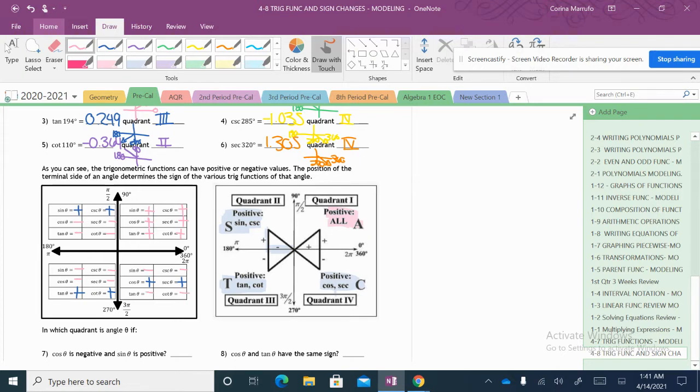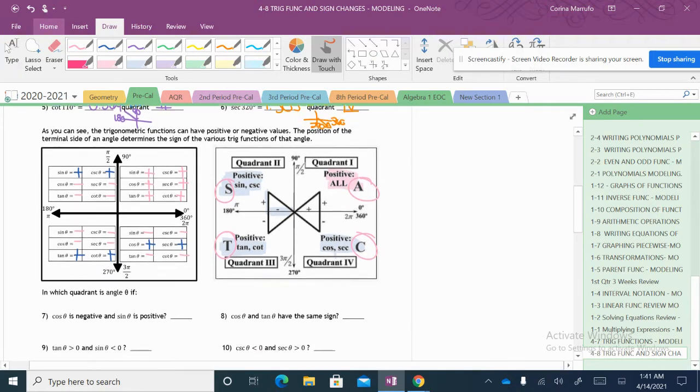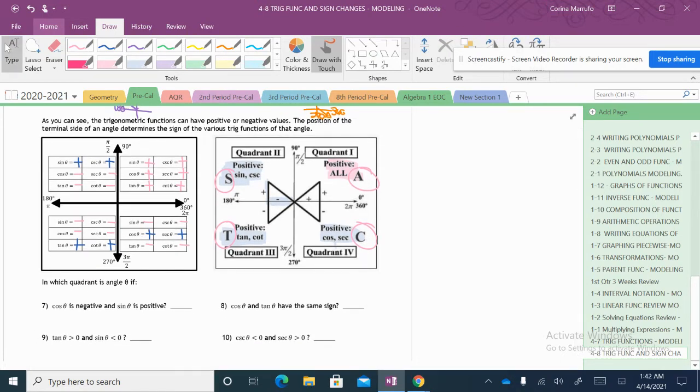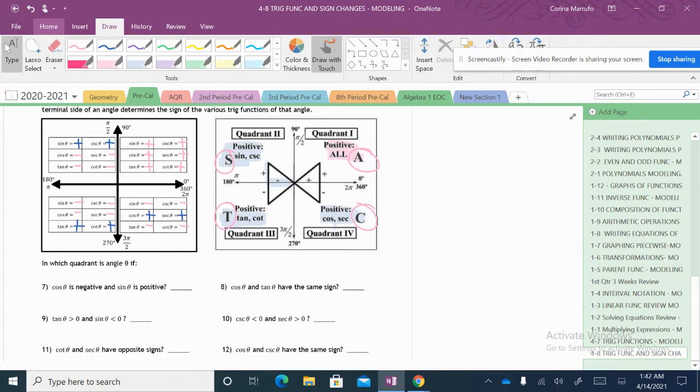So the way that we remember this, and there's a little acronym that we use, is "All Students Take Calculus." That's how we memorize it. All of them will be positive in the first. S stands for sine, T stands for tangent, and cosine starts with a C. If you want to use that to memorize it, or you memorize this little table with the positives and the negatives, then that's okay too.